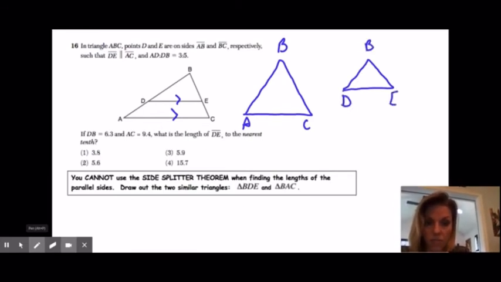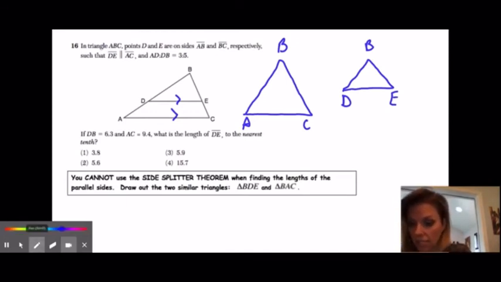Now, this one, the side splitter theorem won't work. So Mrs. Natalizio's class, you can't use it for this one. You have to redraw. My guys, you are to redraw every single time, because that's how we did it. So let's keep going here. All right, so I've got the sides parallel. I redrew.